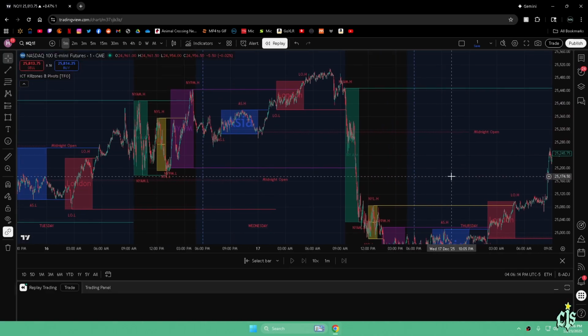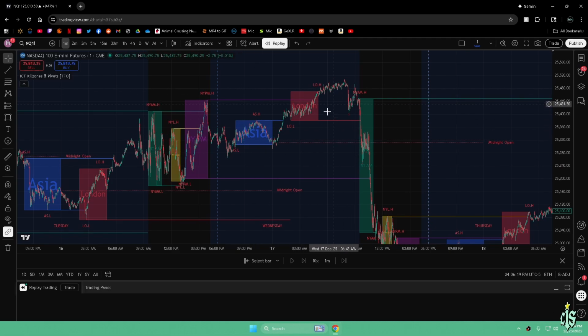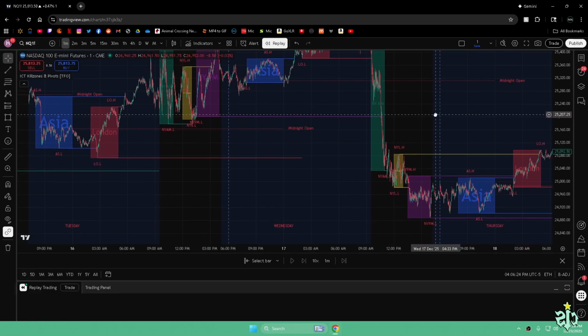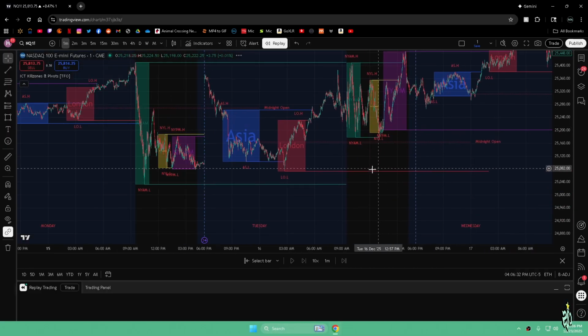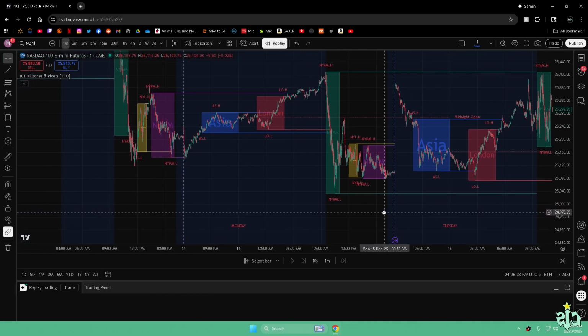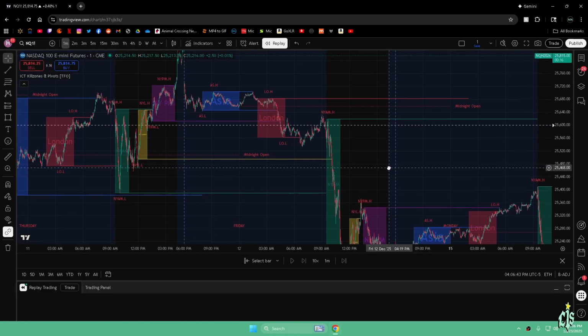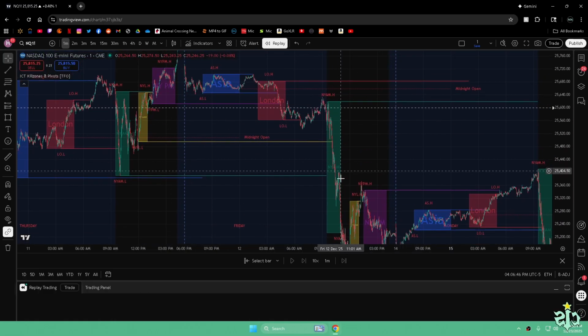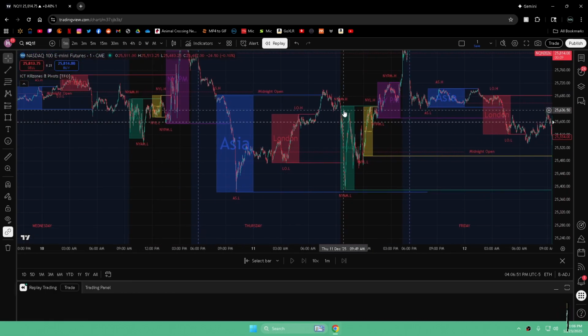Right here, New York continuation sets up by breaking London highs again and then continuing downward, or it's a reversal. Actually, I think it's a mixture of both. Right here, consolidation. Right here, we have a reversal. Right here, we have a continuation. Right here, we have a consolidation.